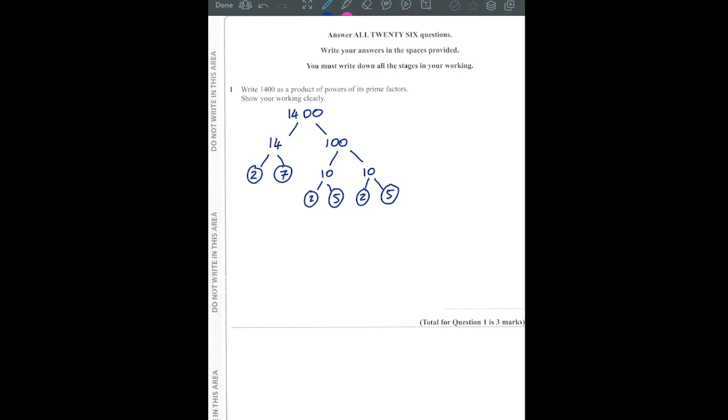But now we need to write our answer. Now, reading the question carefully, it does say a product of powers. So we're going to write this as a multiplication, and we're going to write it with powers, rather than just lots of 2's. Here I've got 1, 2, 3 2's, so I've got a 2 cubed. I've got 2 5's, so I've got 5 squared, and a single 7. So written as a product of your prime factors, we've got 2 cubed times 5 squared times 7.